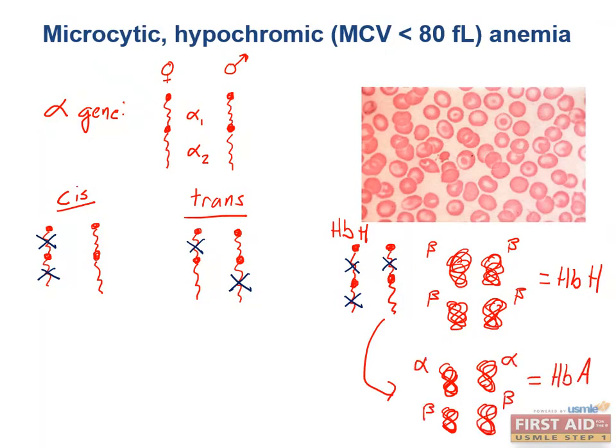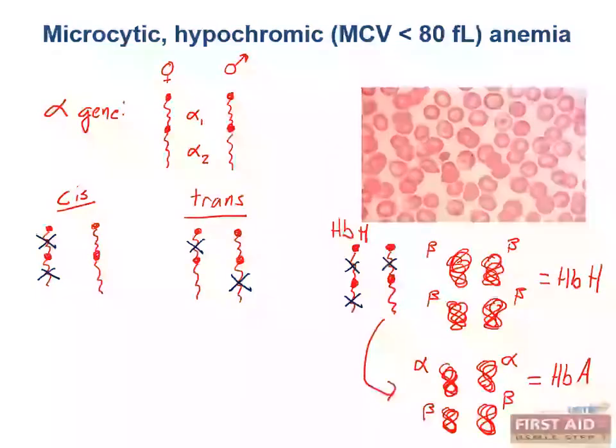Also importantly, these patients can be diagnosed with an abnormal hemoglobin electrophoresis. This is because hemoglobin H will have a different charge than hemoglobin A. These two proteins with different charges will separate differently on an electrophoresis gel, demonstrating both hemoglobin A and hemoglobin H in a patient with hemoglobin H disease.